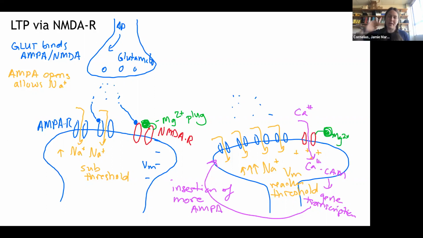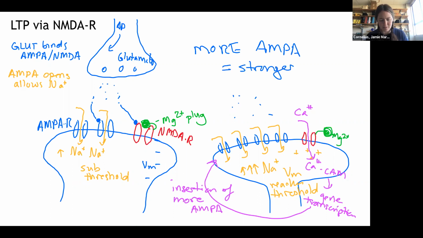So basically, by heavily exciting a synapse, the synapse, if it's equipped with an NMDA receptor, will cause a calcium influx that will eventually cause even more insertion of AMPA receptors, and so you get a strengthening of the synapse. More AMPA equals what's called a stronger synapse. Because now it takes less glutamate to reach threshold. So hopefully that makes sense to you guys. That's called long-term potentiation.